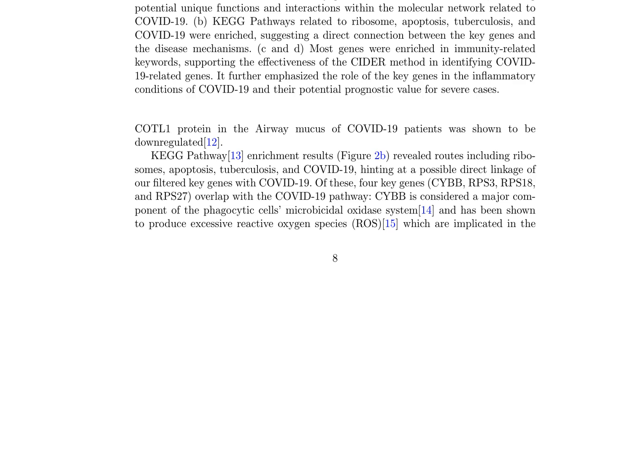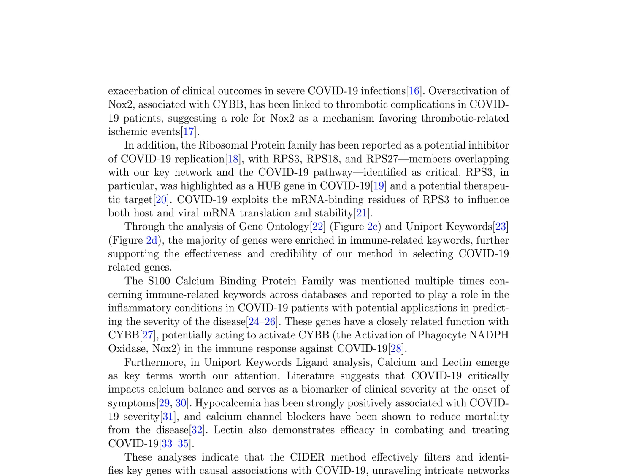The results suggest that the CIDER method is effective in identifying COVID-19 related genes and highlighting their potential prognostic value for severe cases. The downregulation of COTL1 protein in the airway mucus of COVID-19 patients, as previously reported, is consistent with the findings of this study. Overall, the analysis provides insights into the molecular mechanisms underlying COVID-19 and identifies key genes that may be involved in the disease process. The exacerbation of clinical outcomes in severe COVID-19 infections has been linked to the overactivation of NOX2, associated with CYBB, suggesting a role for NOX2 as a mechanism favoring thrombotic-related ischemic events.